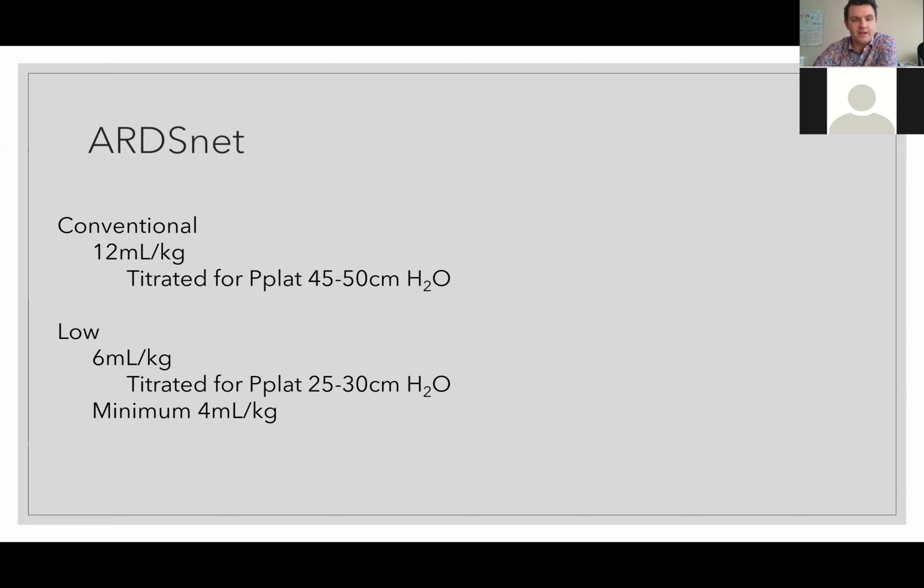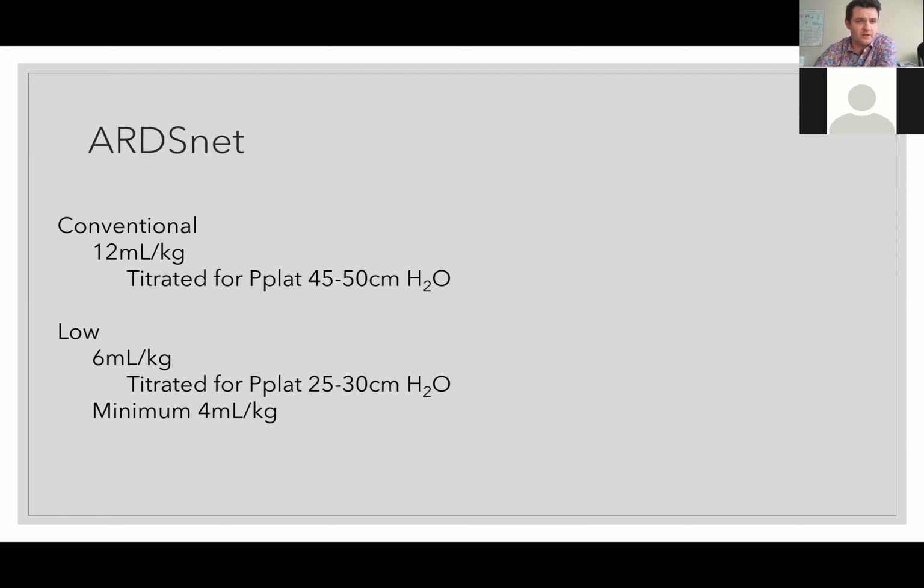Now, ARDS-NET, we've seen the ventilation power plans before, but ARDS-NET was a group of hospitals in the West Coast of the United States. And in 2000, they published this paper, which looked at what tidal volume we would want to consider in patients with ARDS.